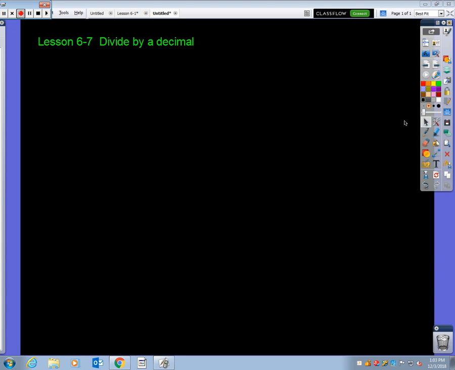Today's lesson is lesson 6-7, dividing by a decimal. So we are going to continue on with our long division process, except now our problems are going to look slightly different, and we're going to have one more additional step that we have to take care of. In the last lesson, we had a decimal in our dividend, but not in our divisor.